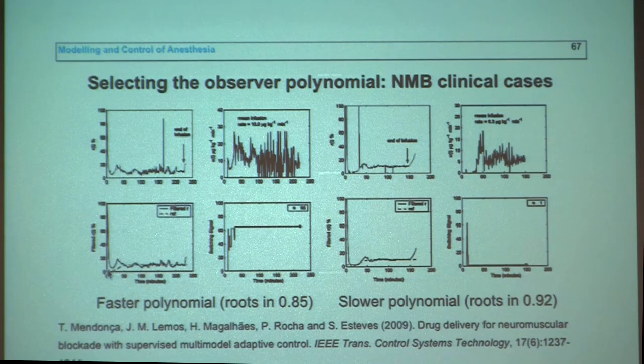Okay? And here, the observer is faster. So you allow more noise to pass and more model dynamics to pass. And the result is that your manipulated variable is like this. Very shaky. If you reduce the bandwidth of the observer, then you improve.